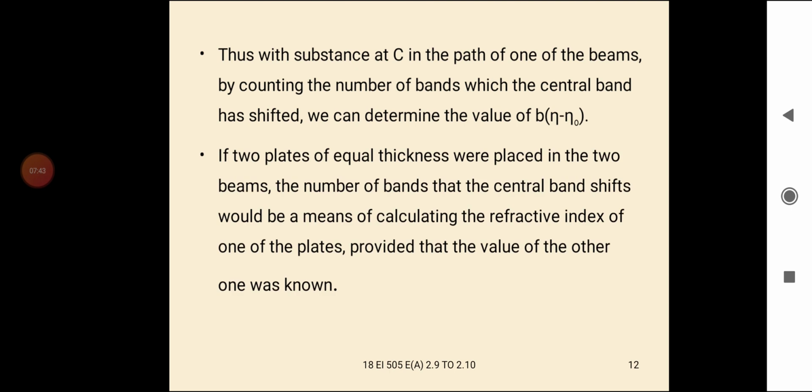If two plates of equal thickness are placed in the two beams, the number of bands that the central band shifts would be a means of calculating the refractive index of one of the plates, provided that the value of the other one is known.